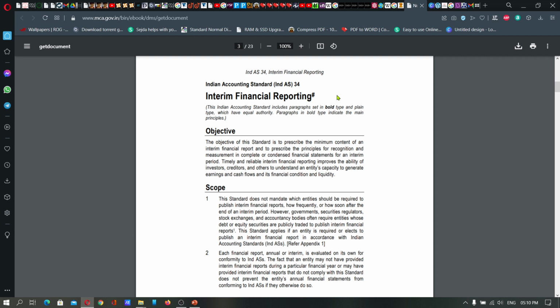So any reporting in between two annual reports is known as interim reporting, and Ind AS 34 deals with how the company has to deal with interim financial reporting, how it is to be computed and presented. A company that complies with the Ind AS has to follow Ind AS 34 while dealing with interim financial reporting.